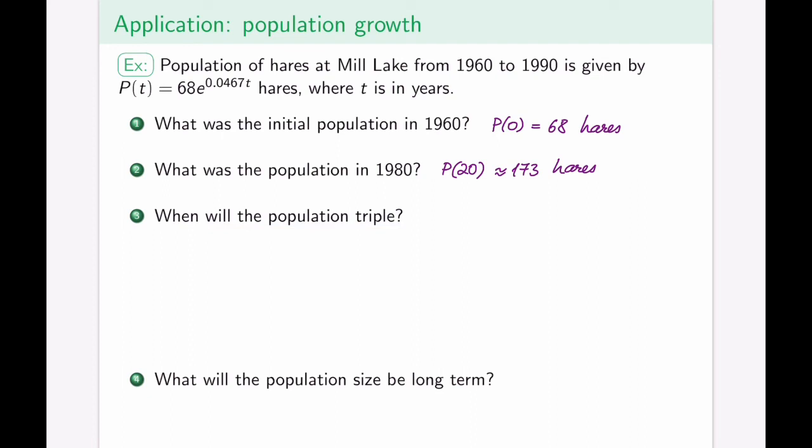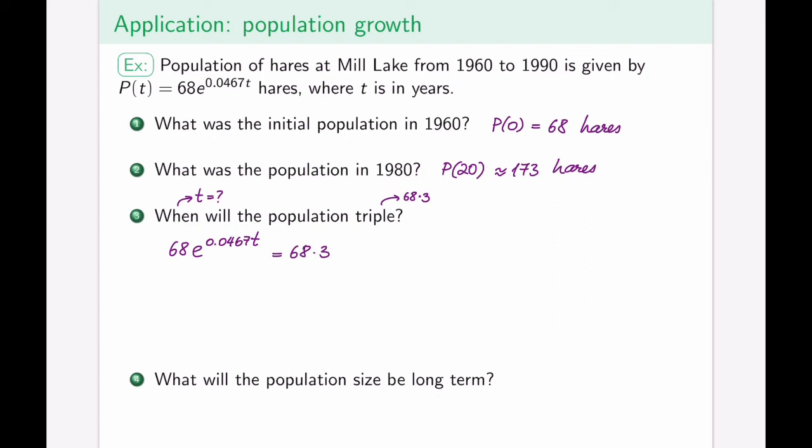So when means I am looking to answer the question at what time, and triple, well, triple from the original, if I started with 68, triple means I have 68 times 3, whatever that number is. Okay, so my original model is given to me by this, and I want to know for what t is this number of bunnies going to equal 68 times 3. So let's write that down. My number of bunnies in year t is given to me by my model, and what I want to know is when is it equal to 68 times 3, whatever that number is.